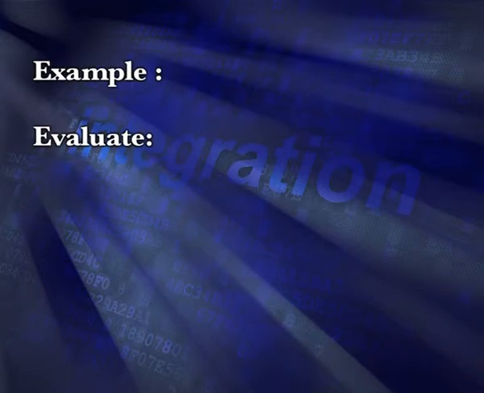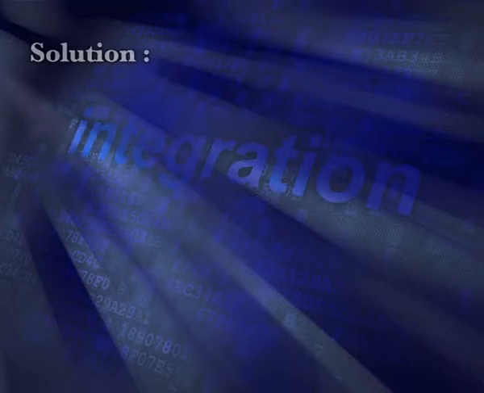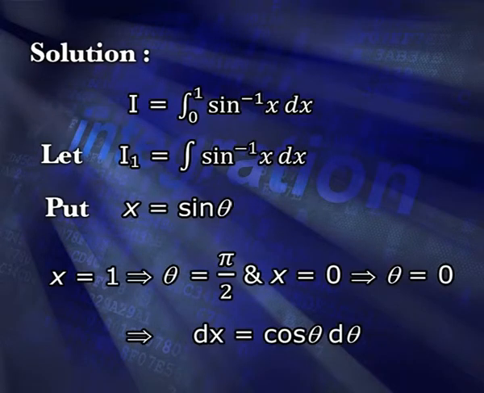Let's see another example. Evaluate the integration from 0 to 1 of sin⁻¹x dx. Let's see the solution. Let I equal the integration from 0 to 1 of sin⁻¹x dx. So let I1 be equal to the integration of sin⁻¹x dx. Now put x = sin θ. When x = 1, that implies θ = π/2, and when x = 0, that implies θ = 0. So that means dx = cos θ dθ.